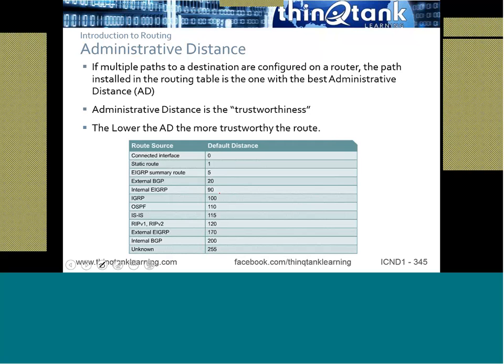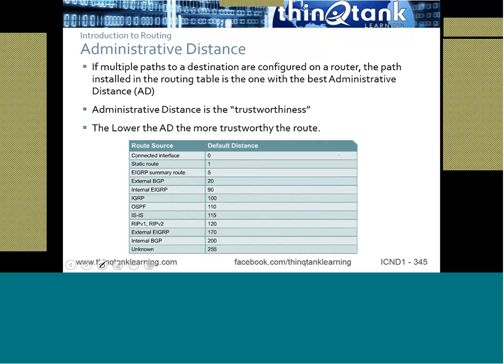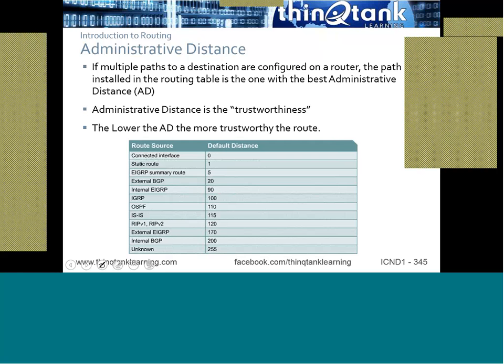The only time administrative distance comes into play is if you're learning about the same route, the exact same route, from 2 different sources. What is not the same route? 10.10.10.0/24 from EIGRP is not the same as 10.10.0.0/16 from RIP. Okay? When I say the exact same route from multiple sources, I mean literally the same route. Same prefix, same IP, everything.